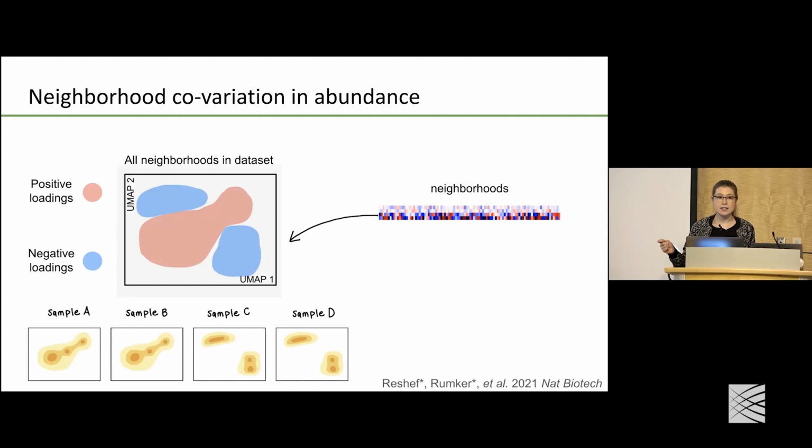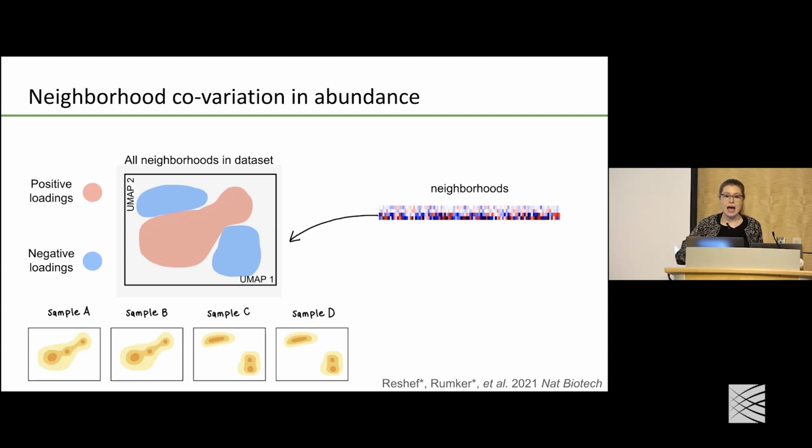And those tell us about neighborhoods that are changing in abundance together across samples. So there'll be some samples where this group of neighborhoods are in high abundance together, say samples A and B, and then other samples where they're low abundance, or as we see in samples C and D, those first neighborhoods are totally empty. And you can imagine how our neighborhood loadings would be overlaid on our UMAP here, as I've shown.